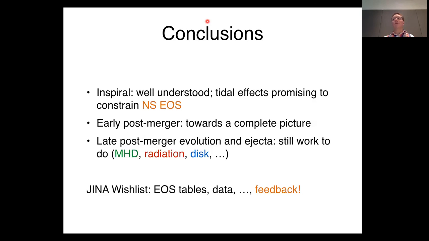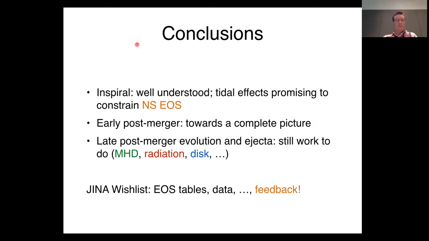When you throw in MHD, a lot of other things happen, and there are a lot of possible ways to produce electromagnetic counterparts, some of these more speculative than others. And of course, there the main goal is understanding if neutron star binaries can produce short gamma ray bursts. But there is a wide range of possible things that can happen.